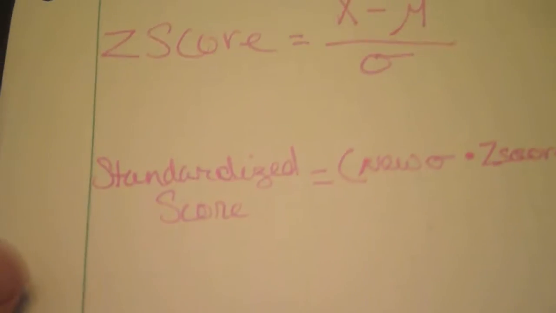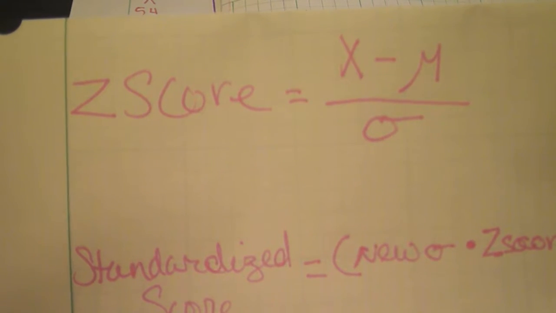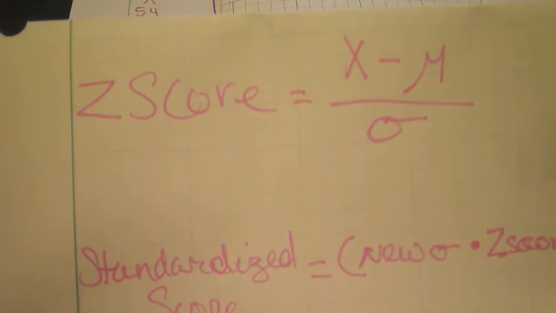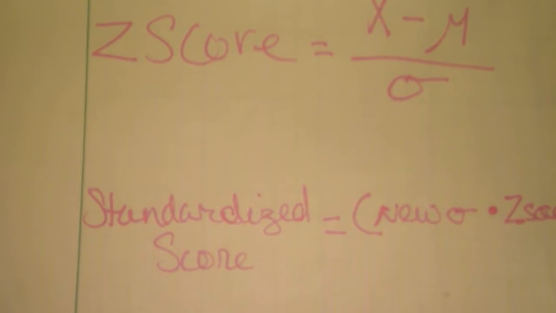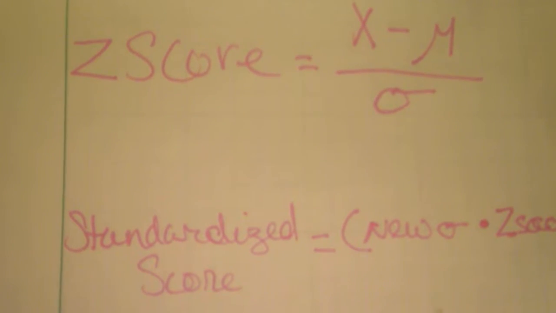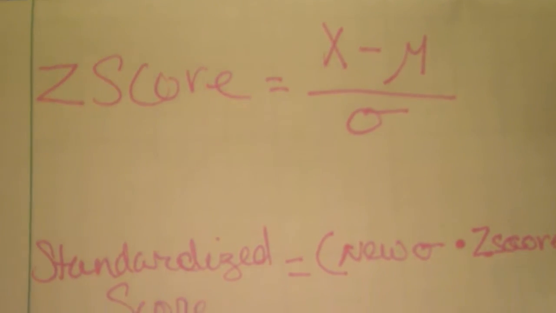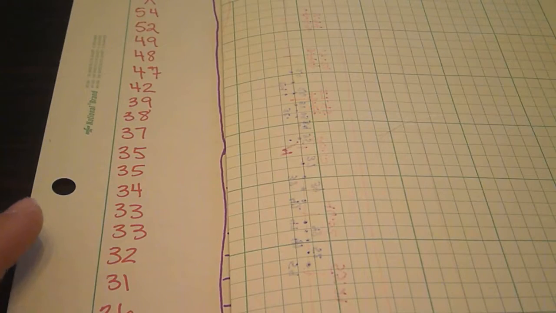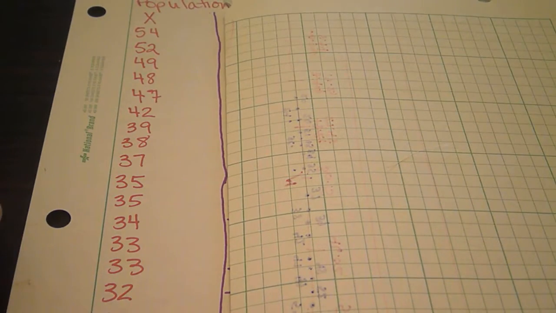So the formula we're going to use for that, to get the z-score, we're going to take the x value, subtract the mean of everything that was drawn, and divide it by the standard deviation. So that's the formula we're going to use. I'm going to do 1. So I am going to take the x score of 54 and do that one.